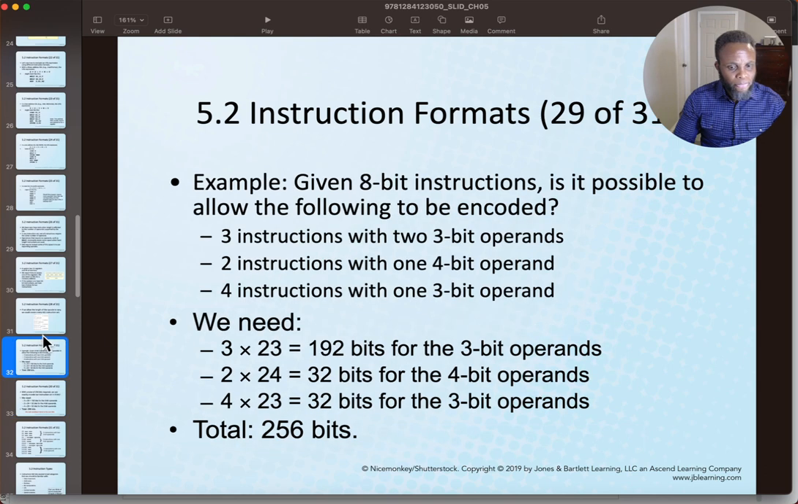Now, how did we get the 3 times 2^3? 3 is the number of instructions. 2^3, let me see here. How did we get this 2^3 again? I was reading through this, and let me just see. Just give me a second here, folks. Let's talk about this. Let's figure this out here.